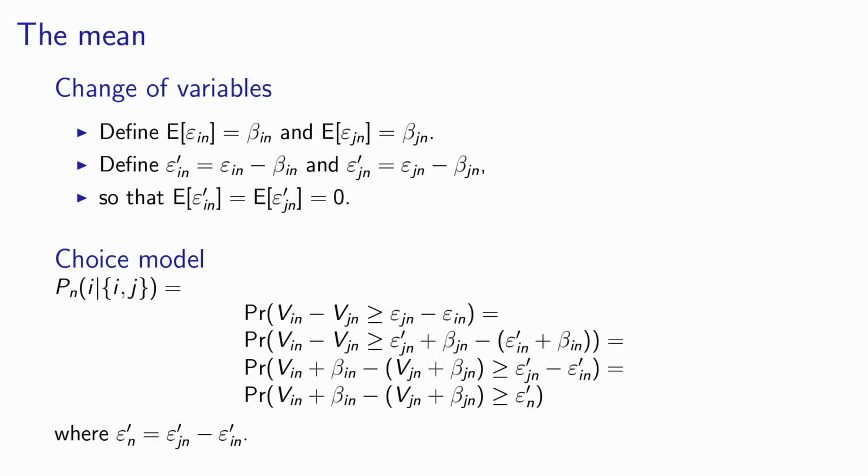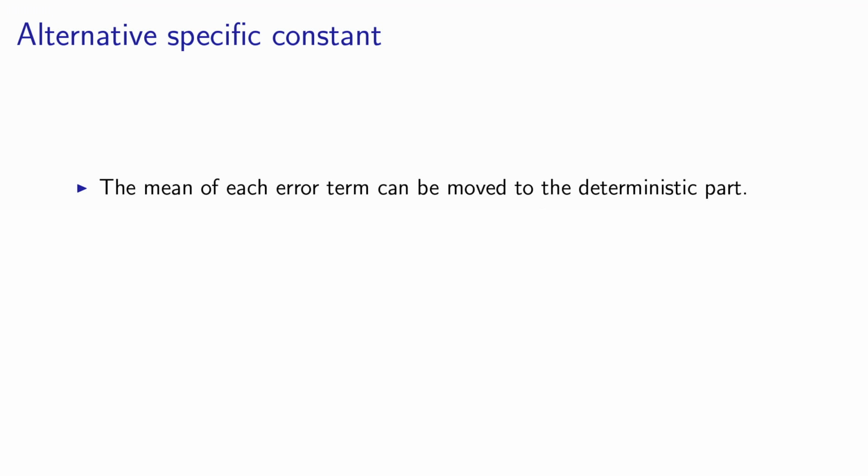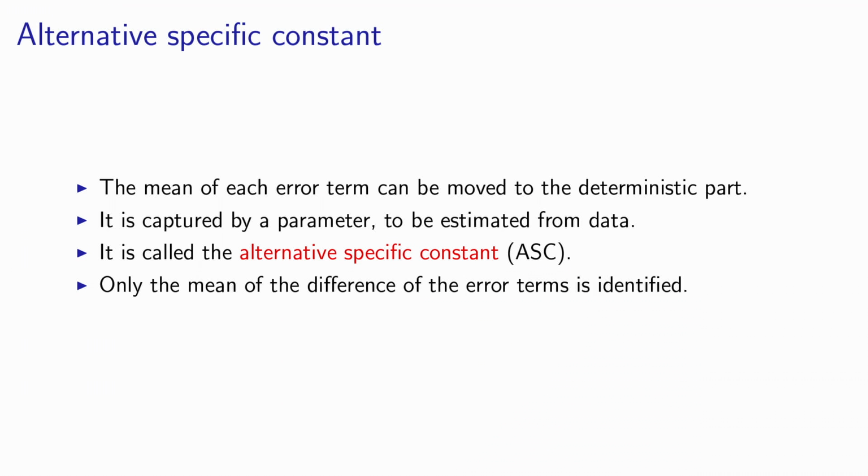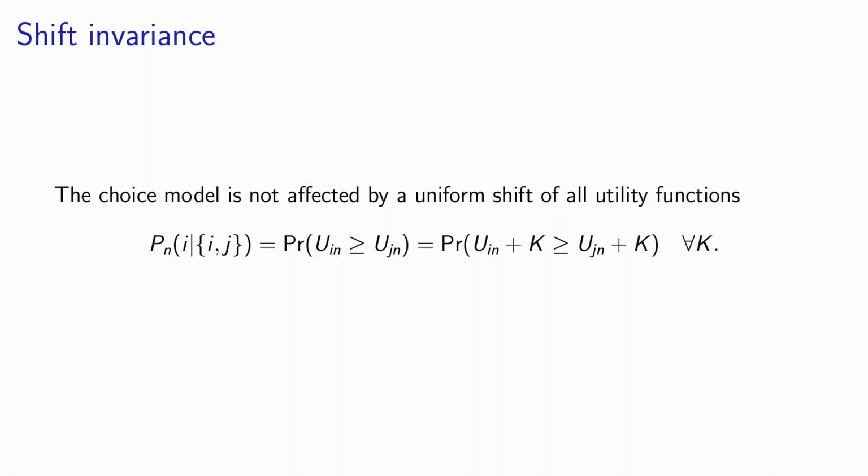And again, we use the same trick. We define the new epsilon prime n variable, which is the difference between epsilon prime jn and epsilon prime in. So, in definitive, what we can see is that the mean of each error term can be moved to the deterministic part. This mean will be captured by a parameter and will be estimated from the data. This mean is called the alternative specific constant. And the very important thing to remember is that only the mean of the difference of the error terms, epsilon n, is identified.